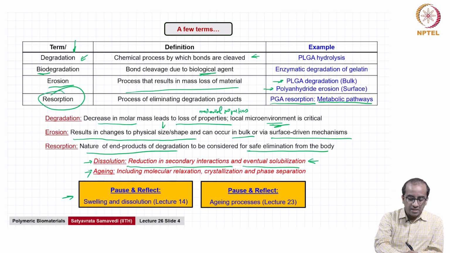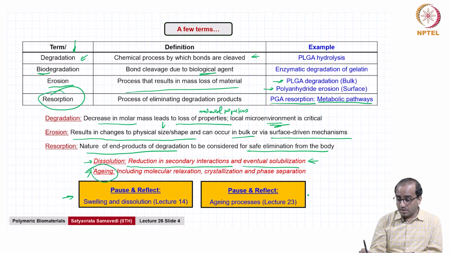Likewise, aging is another concept we saw in detail in lecture number 23. And while aging can occur along with degradation, aging is quite different. Physical aging, for example, can include mechanisms such as molecular relaxation. Once the material is implanted, once it starts interacting with water, once it's at 37 degrees Celsius, depending on the Tg of the polymer, you can have molecular relaxation happening, you can have localized crystallization happening, you can have some kind of phase separation happening.